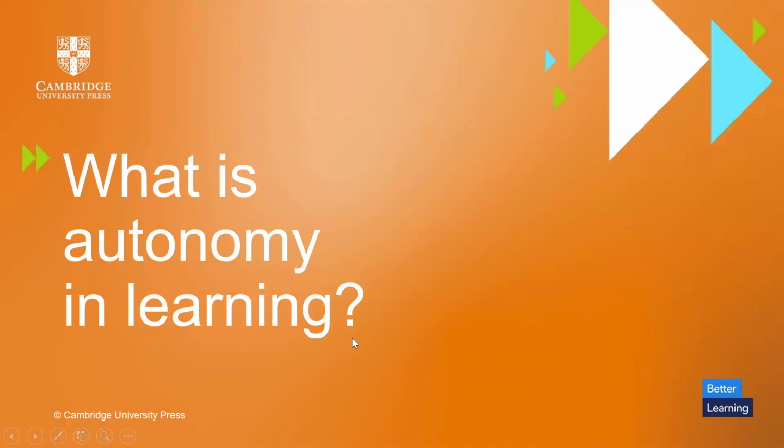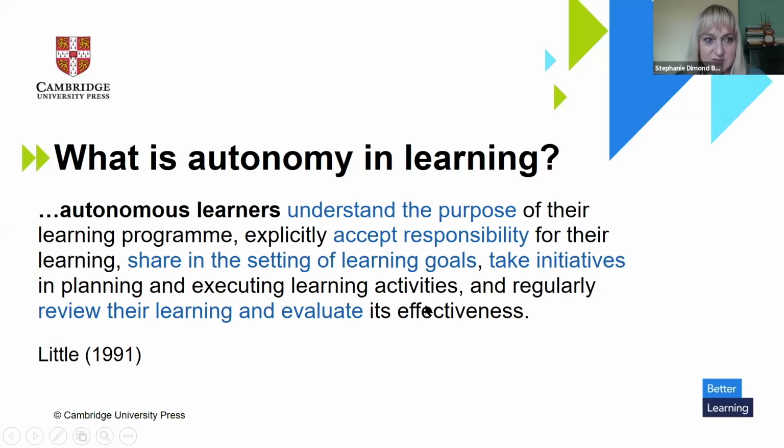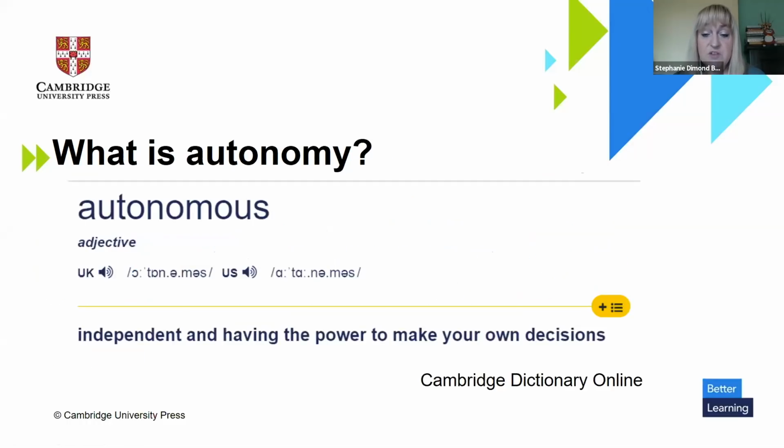Yep, so we've got, by the end of the session, what is autonomy in learning? Fantastic. So sorry, everybody, and thank you very much for stepping in, Matt. Let's go back and just recap quickly. What is autonomy in learning? Just to recap, here are the key points that Little says are the characteristics of autonomous learning. So there you go, that's the more complex or more difficult definition. And here is the simple definition from the Cambridge Dictionary Online.